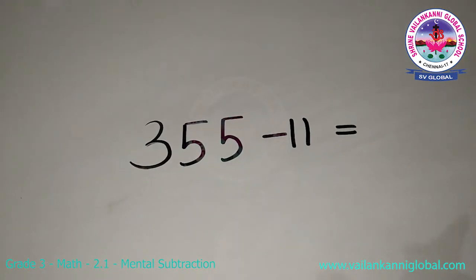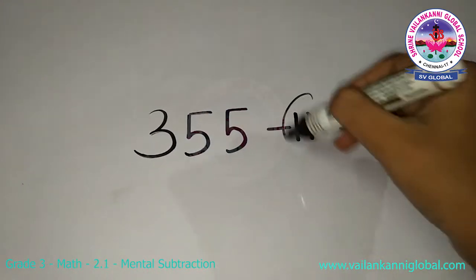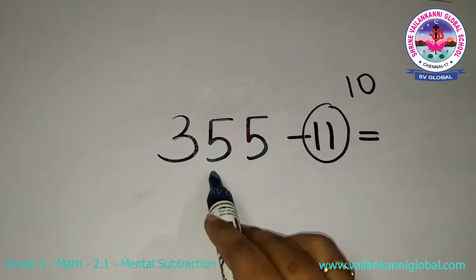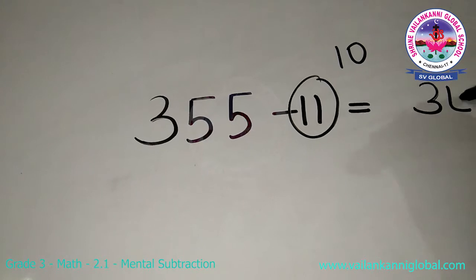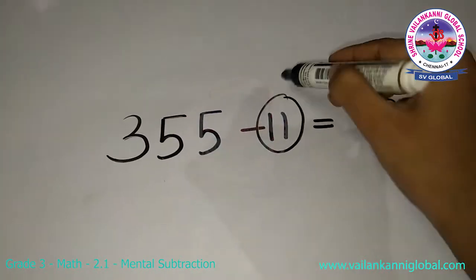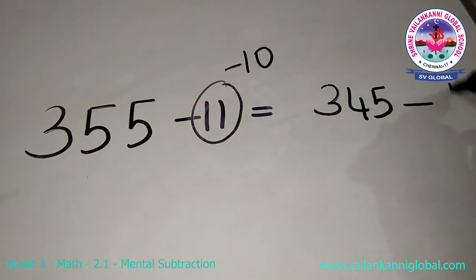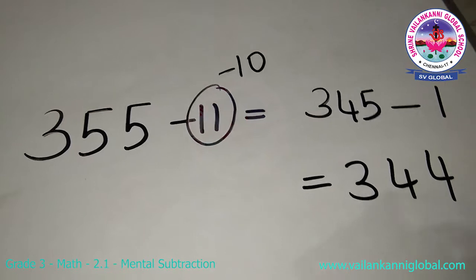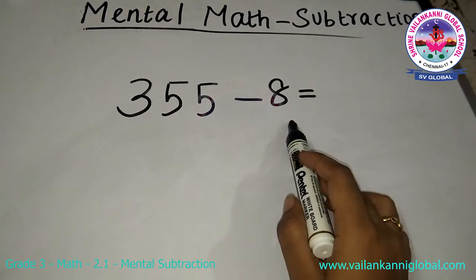One more example. 355 minus 11. Converting it to the nearest 10, it becomes 10. So 355, 5 is in the tens place, so 55 becomes 45, 345. So you have subtracted 10. You have to subtract 1 more. So 345 minus 1 becomes 344.